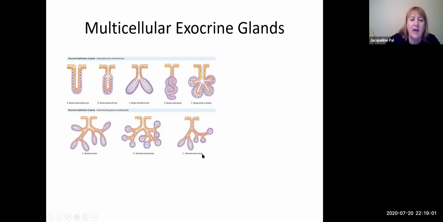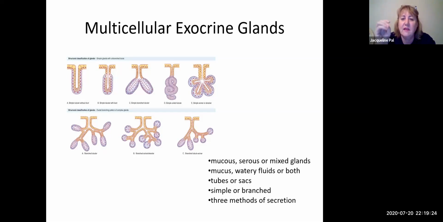I don't want you to have to learn the names of these. So just kind of learn that the multicellular glands are either going to fall into these tubular ones, which can be branched or not branched, or these are going to be glands that are a little bit more complex. They're not a straight tube, but they get a little bit rounder in nature.